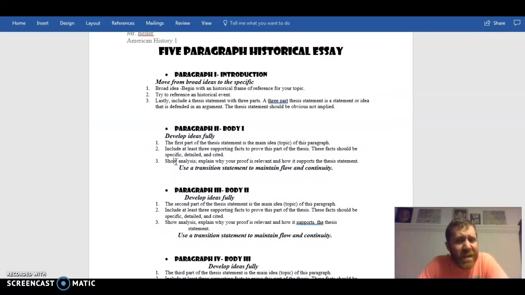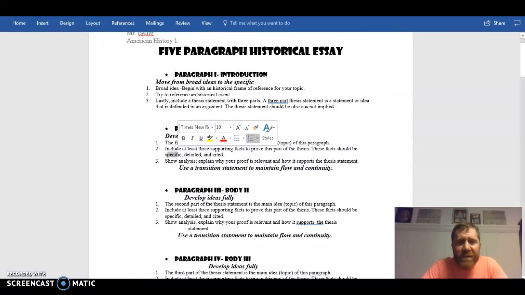When it says use a transition statement, in the very last sentence, you want to refer it back to the thesis statement, all right? So you're closing up the paragraph and you want to refer the reader back to the thesis statement, their overall point of the essay. It says cited on number 2.